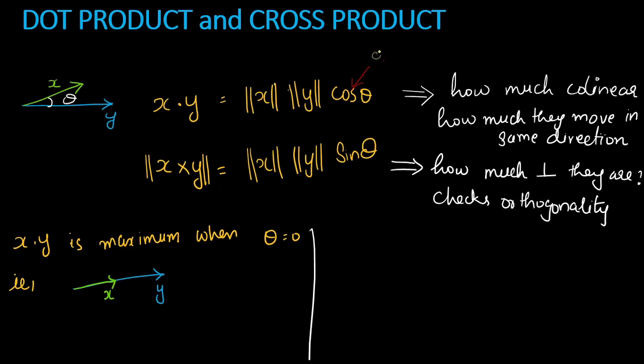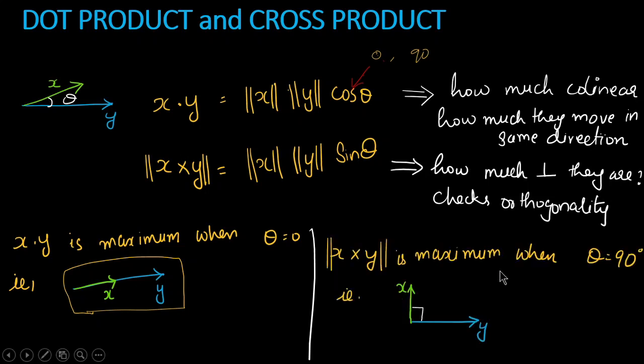Then cos theta becomes 0 when theta is equal to 90, that is, when it is perpendicular. So that means that if these two vectors are going in the same direction, the dot product will be maximum. And the cross product will be maximum when theta is equal to 90, so then they are perpendicular to each other.